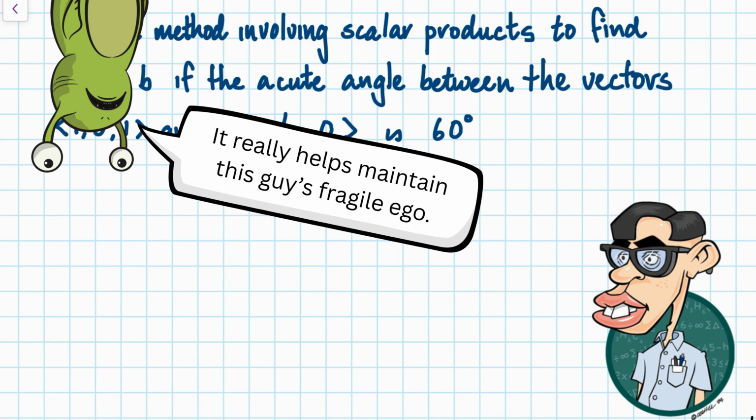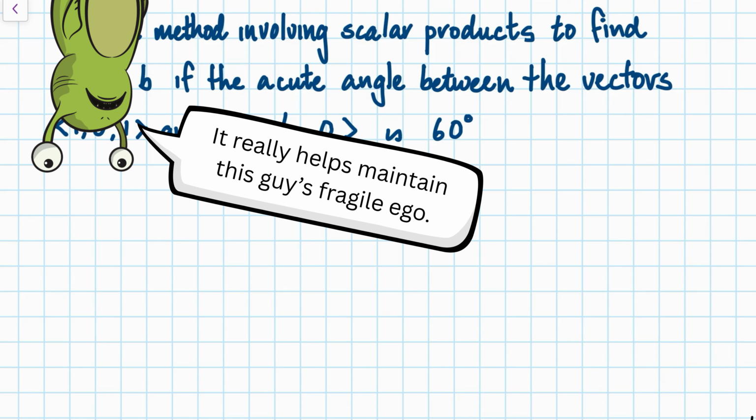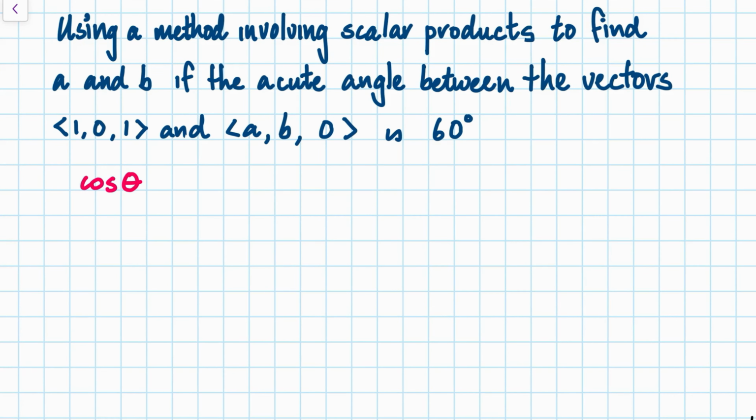Now, when they talk about the method involving scalar products, they're talking about the formula: the cosine of an angle is equal to the dot product of two vectors divided by the magnitude of each vector.